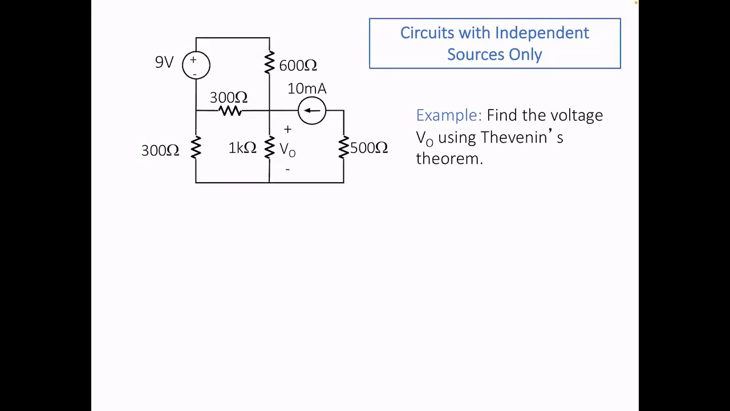Okay, so let's just do this very quickly, because you should already be able to do this on your own. So find the voltage V sub O using Thevenin's theorem. If you use Thevenin's theorem, what you do is you remove first the load. So assume that the 1K is the load which you remove, which is the 1K ohm resistor. So what do you get? You get this network.